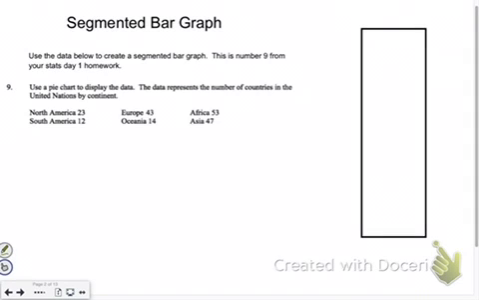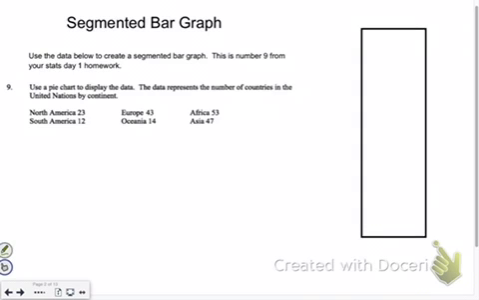This video will take a look at a segmented bar graph. A segmented bar graph gives basically the same information as a pie graph would, except instead of displaying it as slices of a pie, it displays it as parts of a rectangle. We're going to use an example of the number of countries in the United Nations by continent.